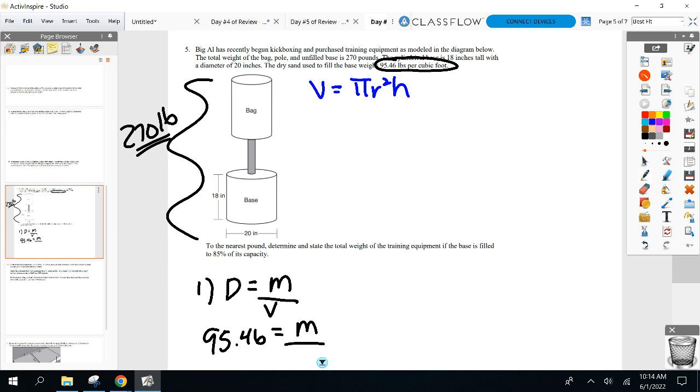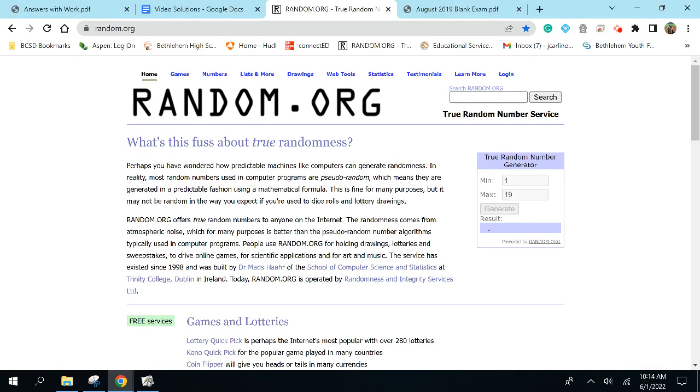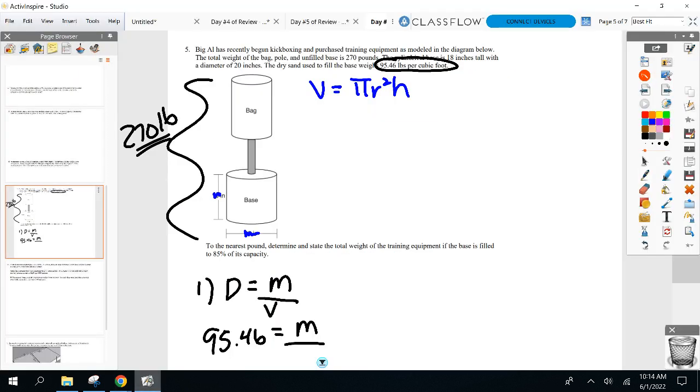So I need your help. What is 20 inches in feet? What is 18 inches in feet? 12 inches in a foot, if anybody didn't know. Start with the 18 inches. That's how many feet? How many feet? 18. Well, good. 1.5 feet here.